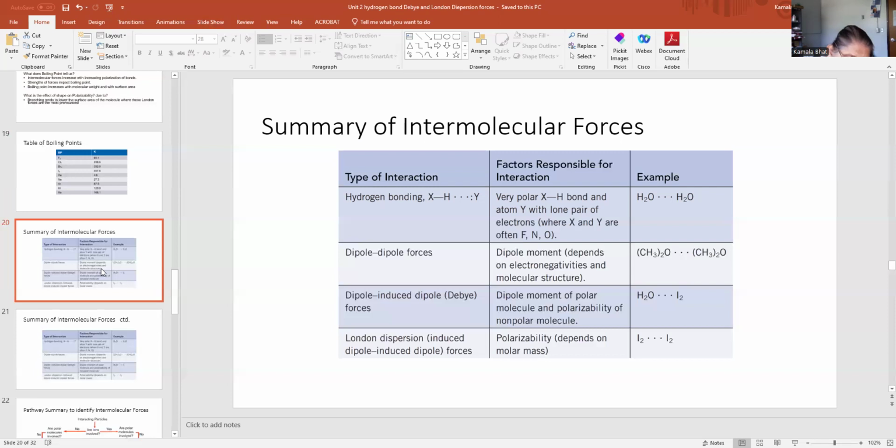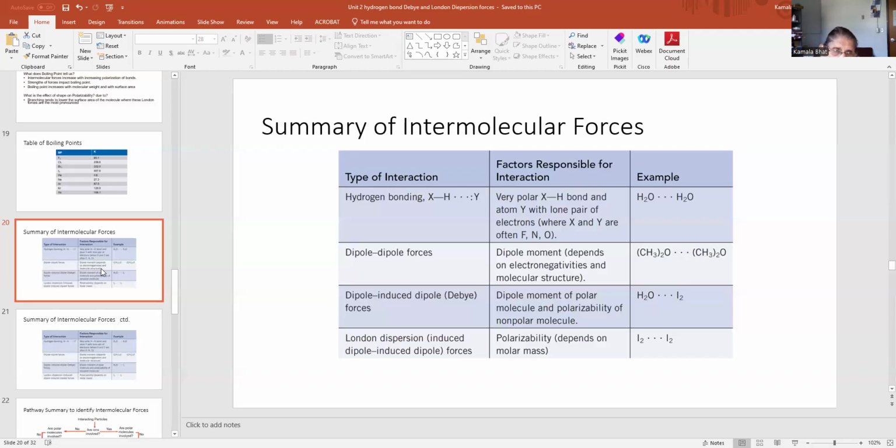And so if a molecule has an electronegative atom in it, it is possible in its arrangement that it can attract and cause a dipole, inducing a dipole moment. Induced dipole moment of a polar molecule and polarizability of the non-polar molecule, for example, water and iodine.